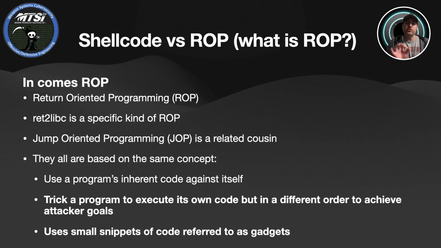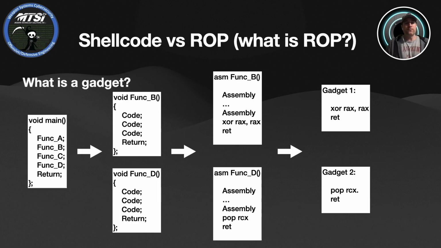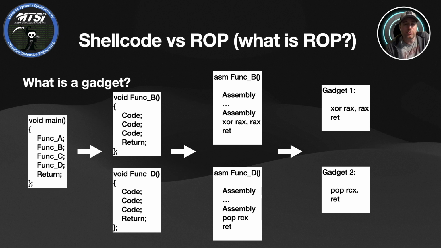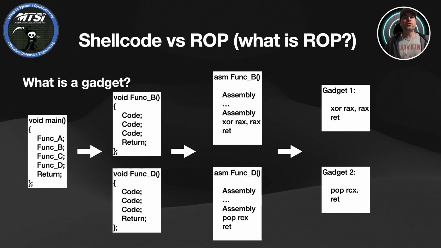You basically use small snippets of code referred to as gadgets. What is a gadget? Take, for example, on the left side of the slide, I have the main function in a typical program. And you can see in main, I call a series of subfunctions, A through D. If I look at the source code for my functions, for example function B and function D, you can see I would have some lines of code in these functions, and then when I'm done, I have a return so that that function can then go back to main, and main can execute the next function. Those of you that may have written programs, a very, very familiar thing to see.